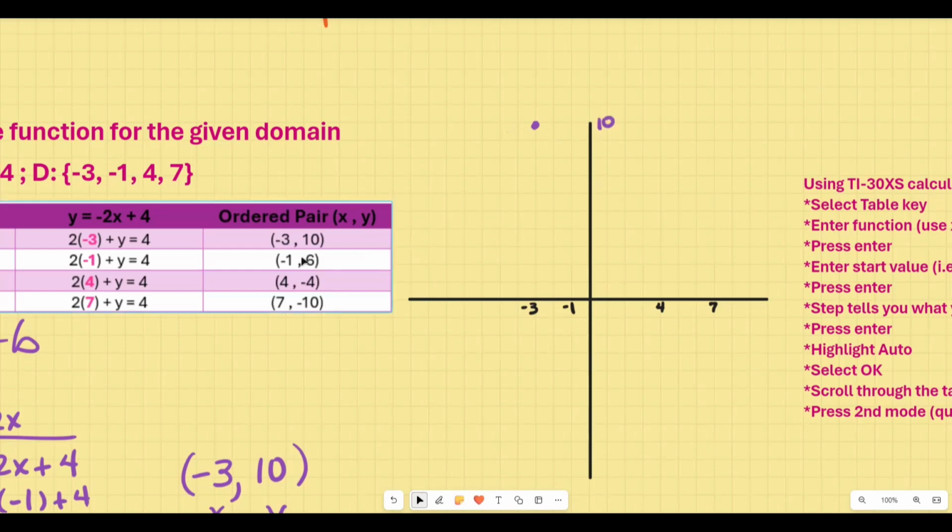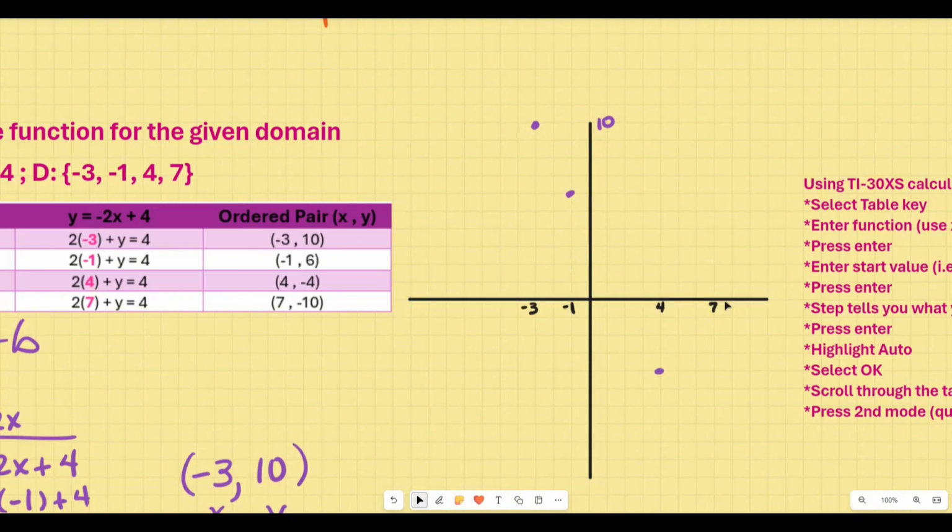All right, the next one says -1 and 6. -1 means go to the left 1 and then up 6. So 1, 2, 3, 4, 5, 6. And so therefore, I'm going to put a point here. And 4, negative 4. This time I go to the right, and then I'm going to go down 4. 1, 2, 3, 4. So make sure you understand how that works.